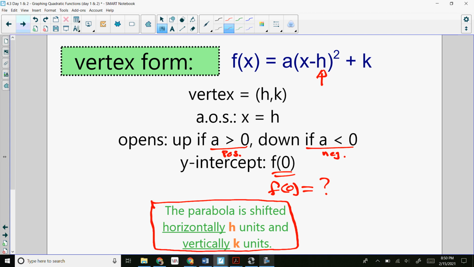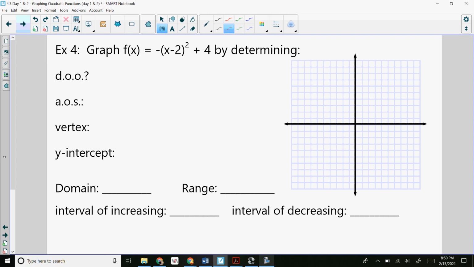So let's try one. Here it says graph f of x equals negative times the quantity x minus 2 squared plus 4 by determining the direction of opening, axis of symmetry, and so on. So a couple things here is this is going to open down. It's going to open down because our a is almost like a -1 in front, right? And if it's negative, it opens down.